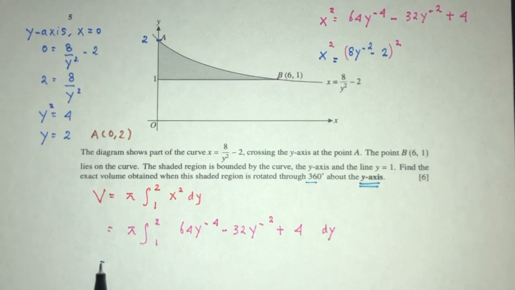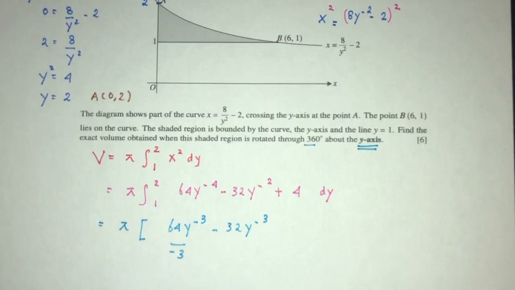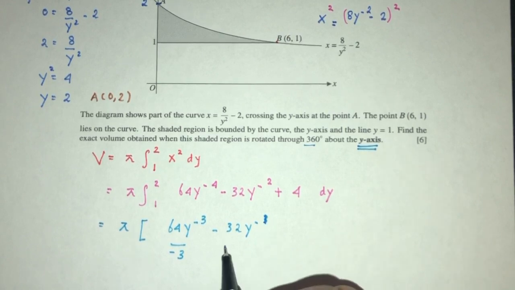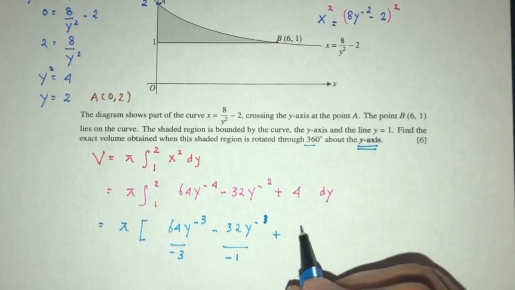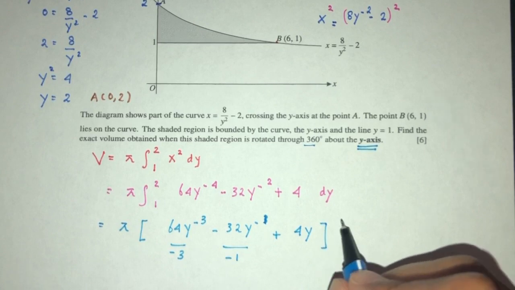Now let's replace. You will have this, and that will become 64y to the power of minus 3 divided by the same power, then minus 32y to the power of minus 1 actually, because we have to plus 1 divided by minus 1, and plus 4y, 2 and 1.